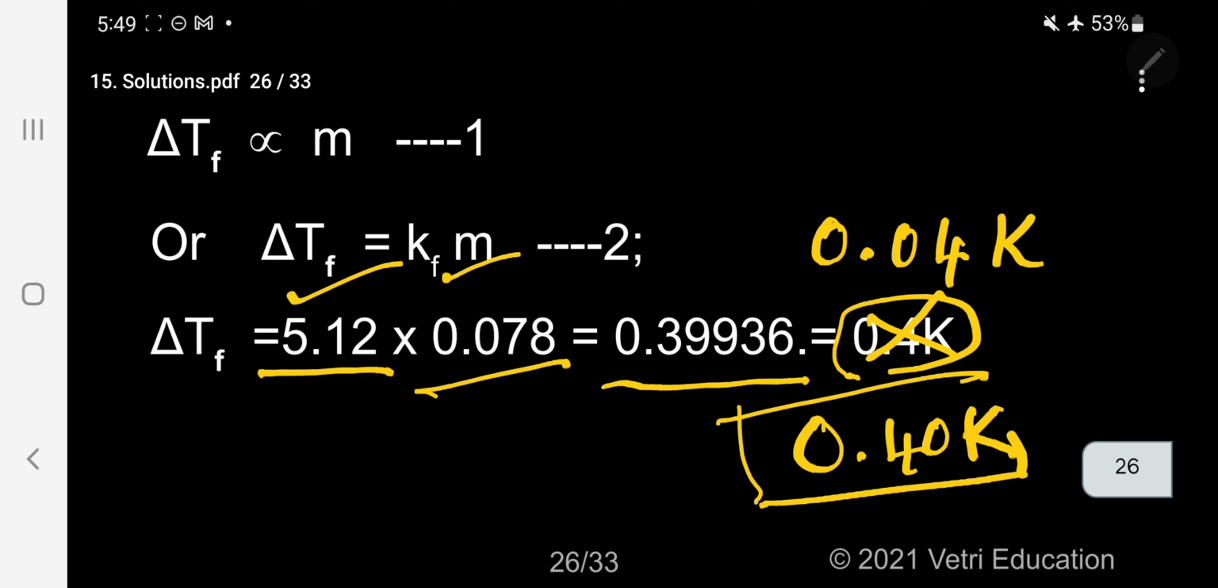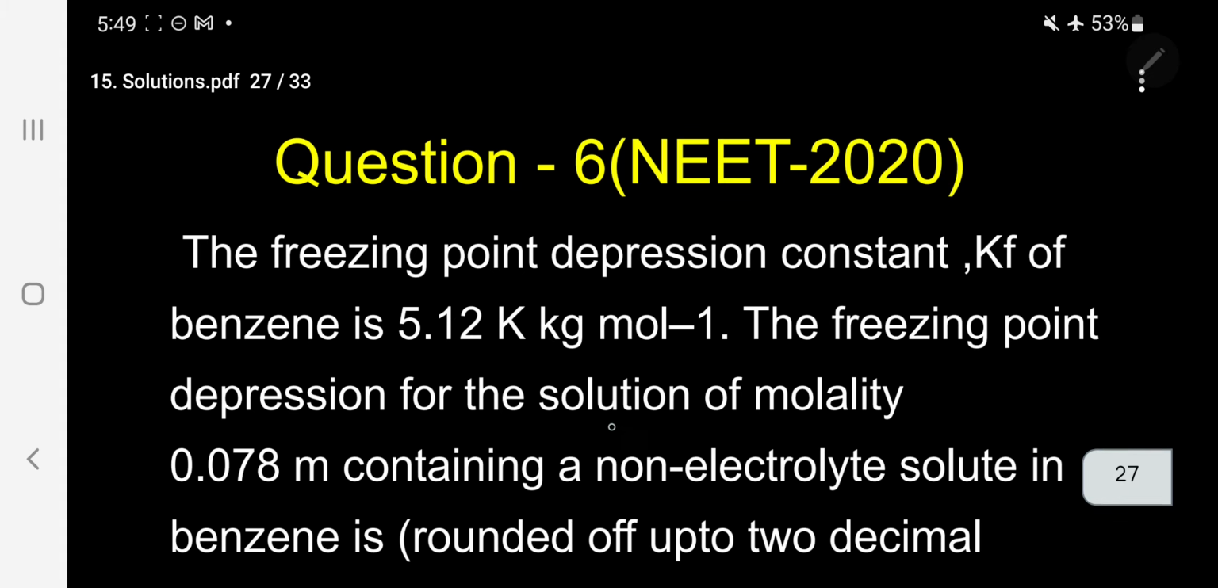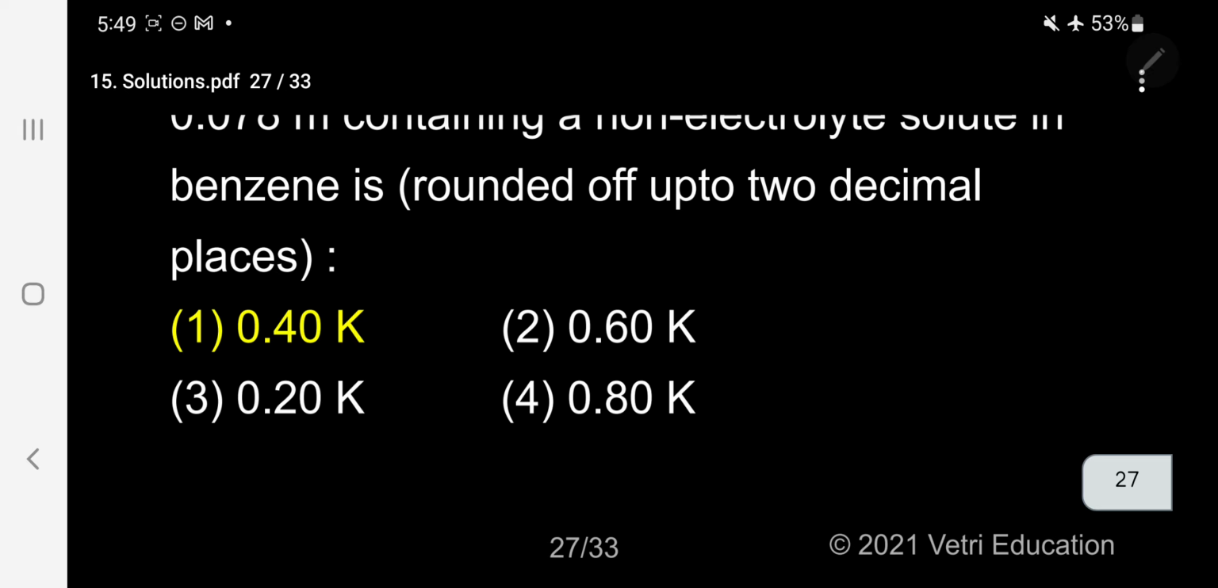This is the answer. Let us verify from the options. Option A is the correct answer, 0.40 Kelvin. Let me go to the next question.